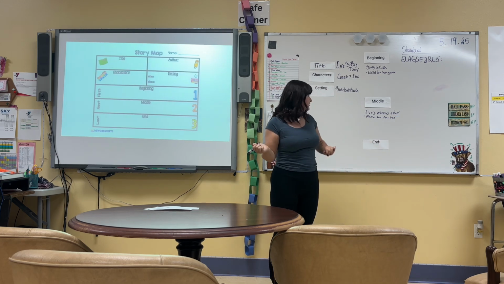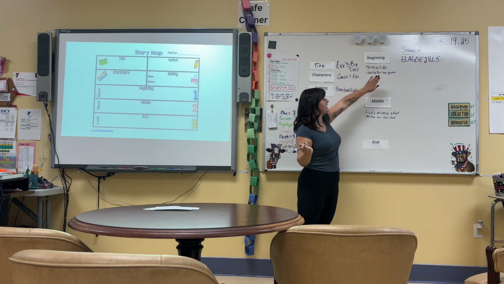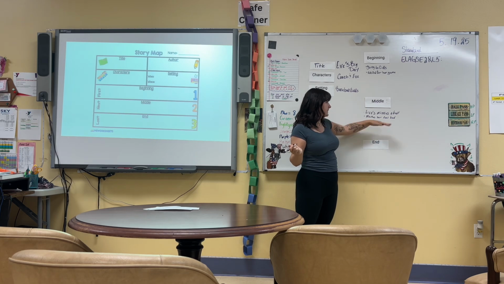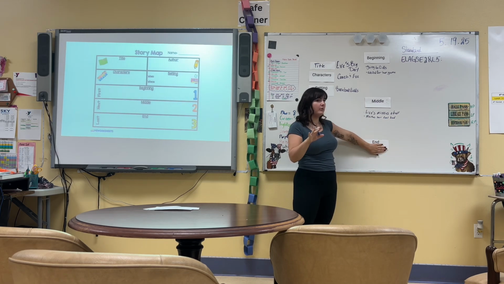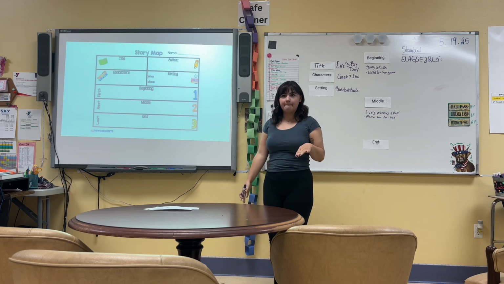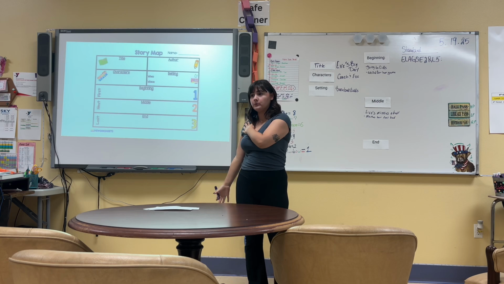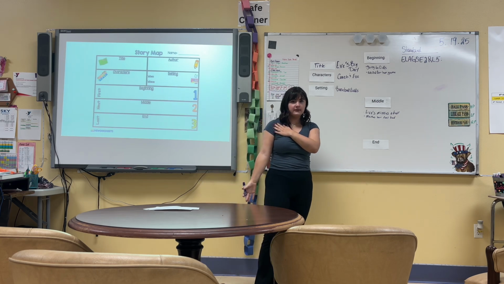Okay. So this is the beginning. The beginning is she's going to the field, she's excited for her game. Our problem that's going on is Eve misses a ground ball and it makes her feel bad. Okay, now once again, I want you to think, what is the ending of this story? Okay, once again, share with your shoulder partner what the ending of the story is.